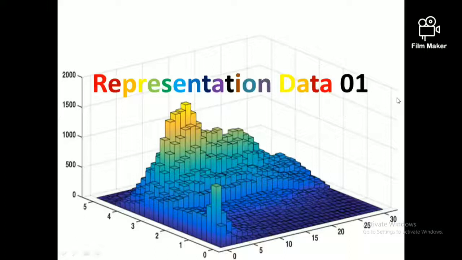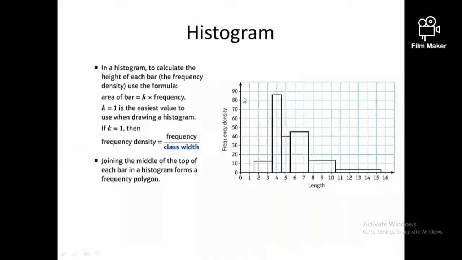Representation of data. Under this representation of data, we are learning about histograms. A histogram is similar to a bar chart. What is the difference between a histogram and a bar chart? When you draw a bar chart, you can keep a gap between the bars, but a histogram is used only for continuous data.